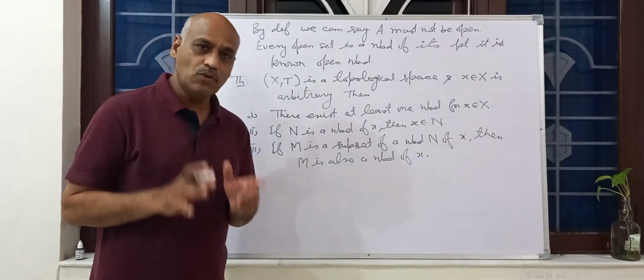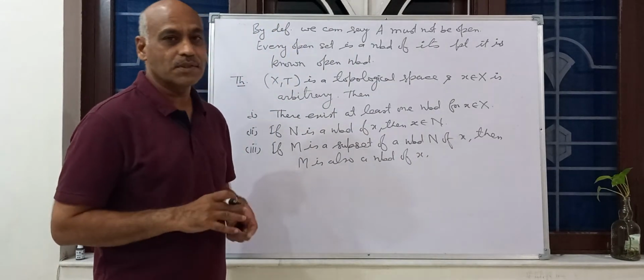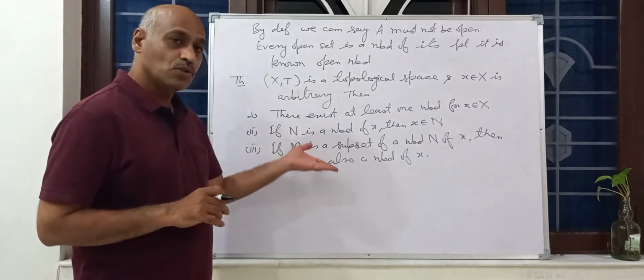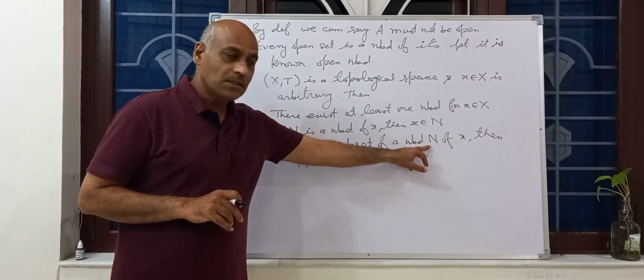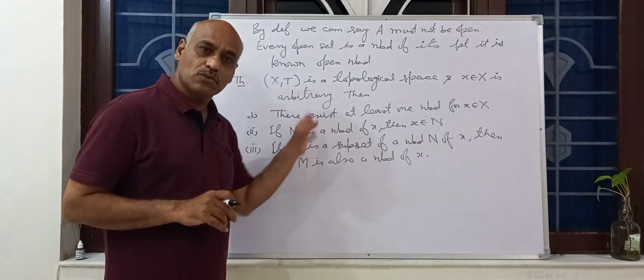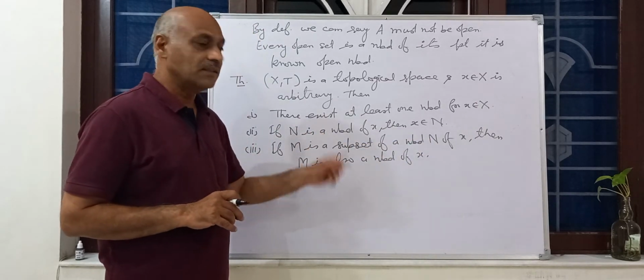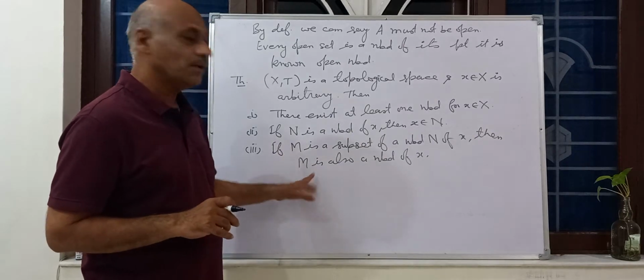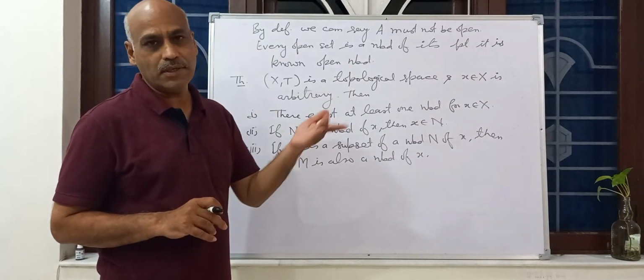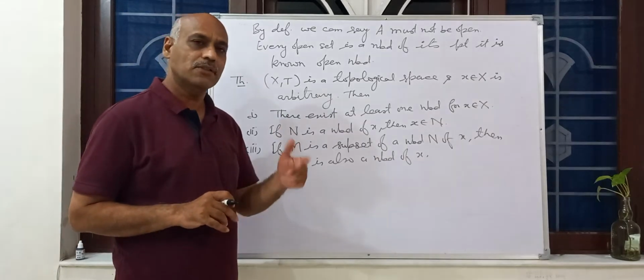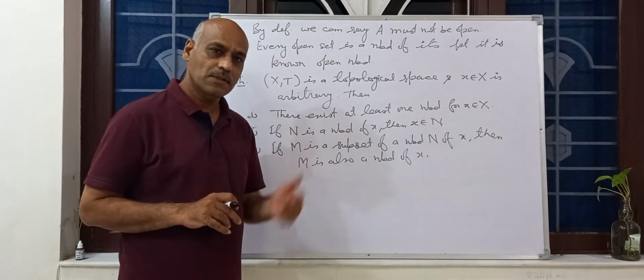Suppose N is a neighborhood of x and M is a superset of N. Then M is also a neighborhood. That means a superset of a neighborhood is also a neighborhood. We have to show that a superset of a neighborhood is also a neighborhood.